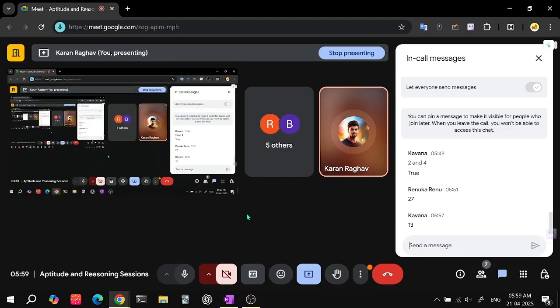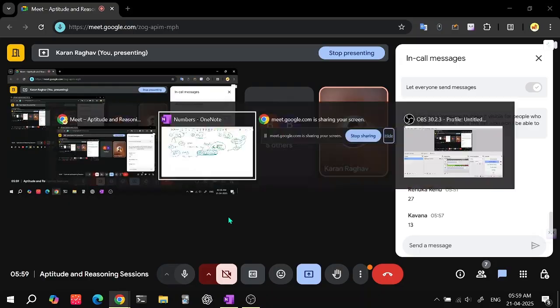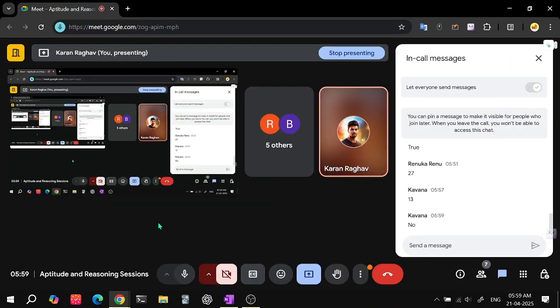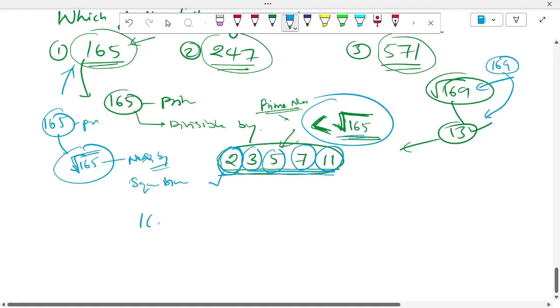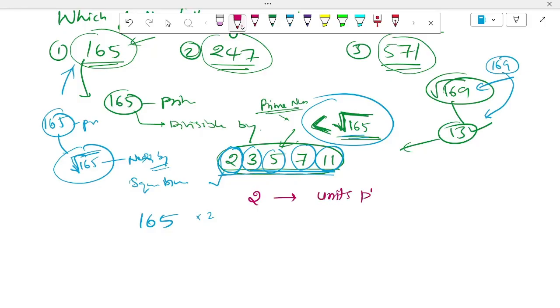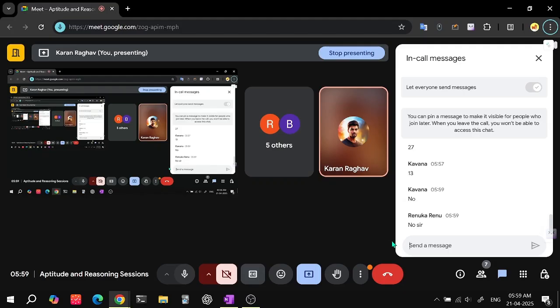Is 165 divisible by 2? How will you check it? No, right? 165 is not divisible by 2. What is the rule to check whether a number is divisible by 2 or not? If you want to check whether a number is divisible by 2, you should have an even number in the units place. I hope you know all these rules.